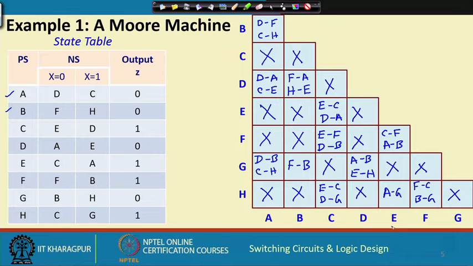Now, this process will be repeated. Let us say the first cell contains D F and C H. We look at D and F, and you see D and F are not equivalent, so this will also be not equivalent. Similarly, D A and C E: D and A we do not know, and C E is also something, not X, so you cannot delete this. Wherever you see an X, in the next step we will be removing those.